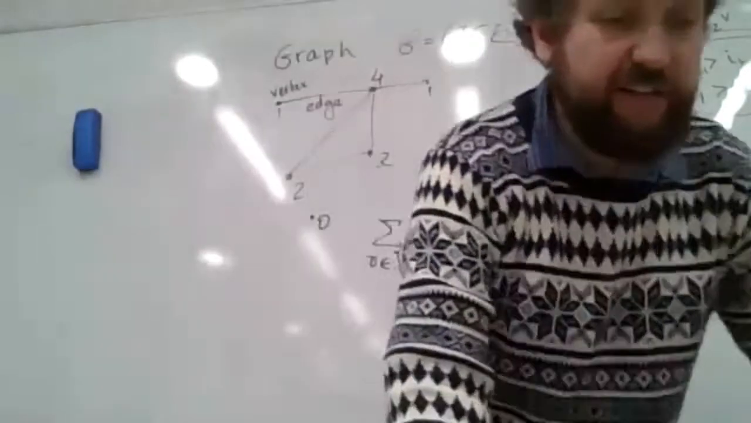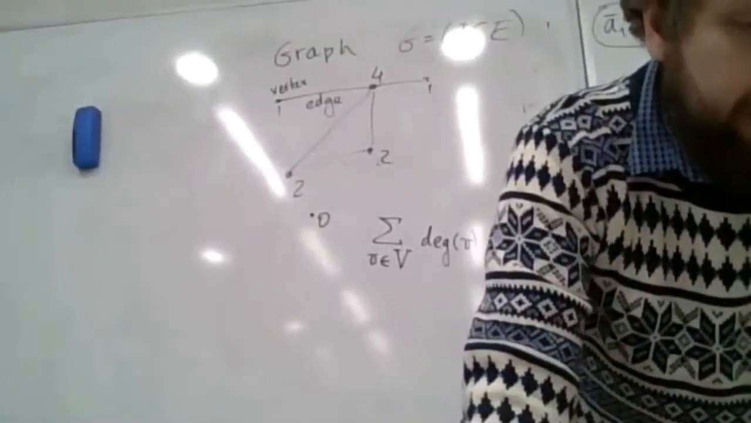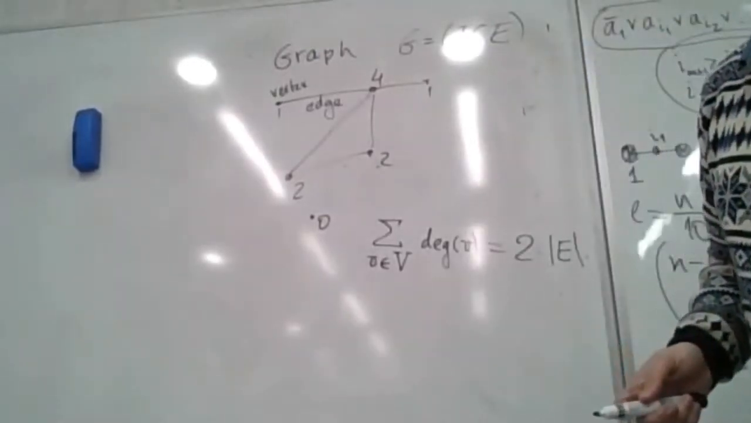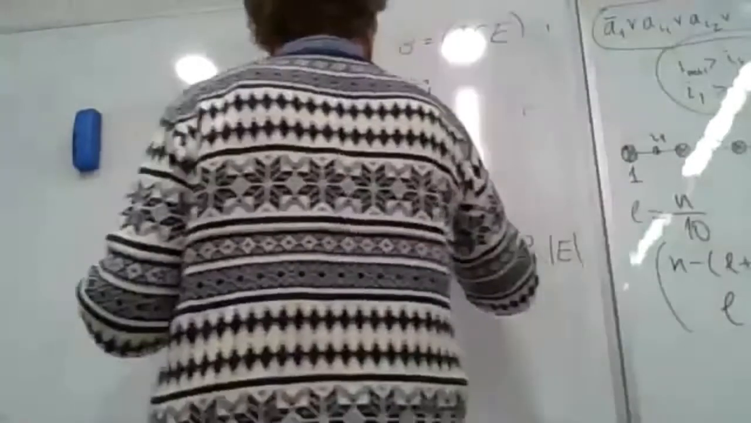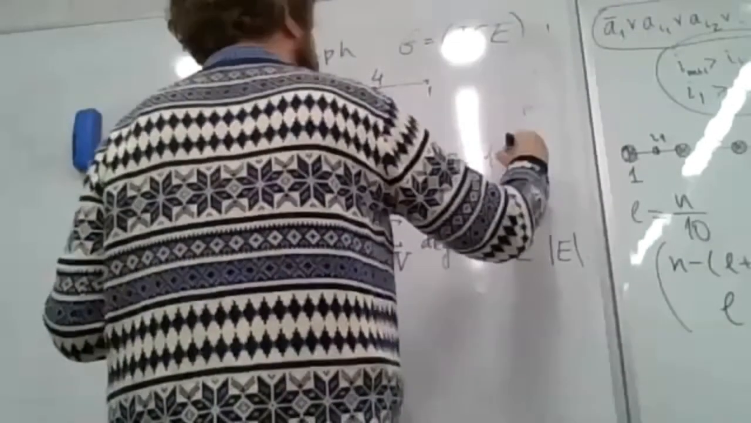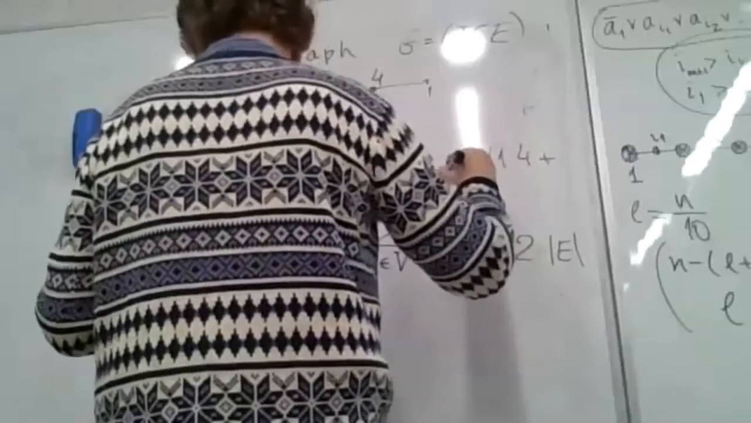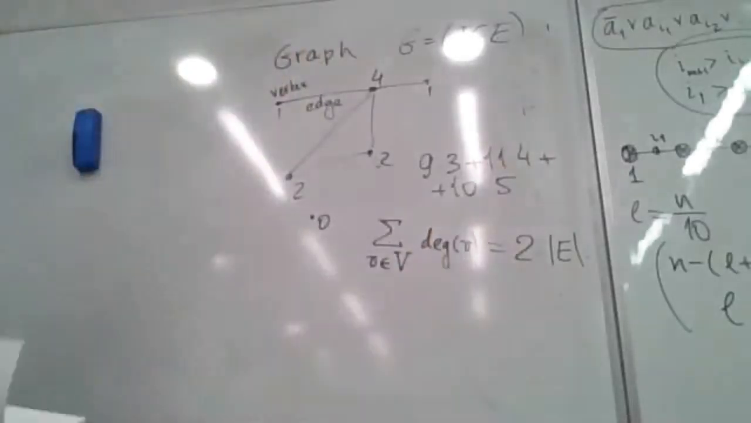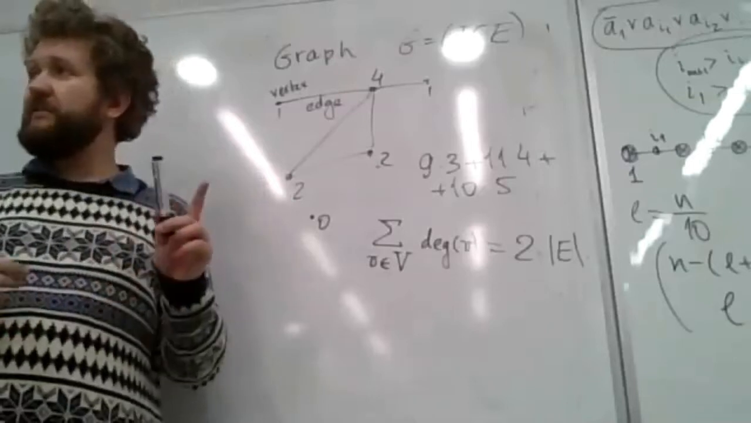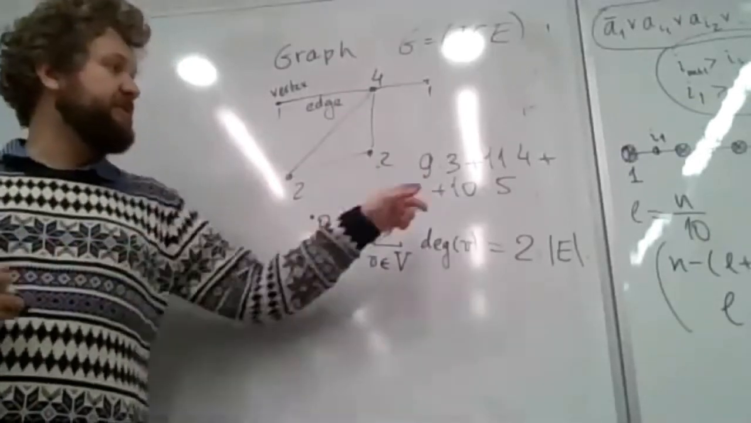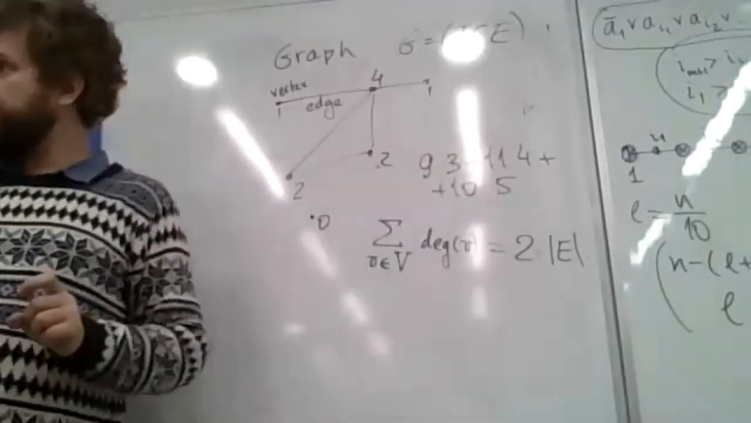And now let's see. For example, we have 5a. So what is going on to be here? We have 9 vertices of degree 3 plus 11 vertices of degree 4 plus 10 vertices of degree 5. Can such a graph exist? No, because this is odd. How do you understand that this is odd? Well, because this is odd, this is even, this is even.